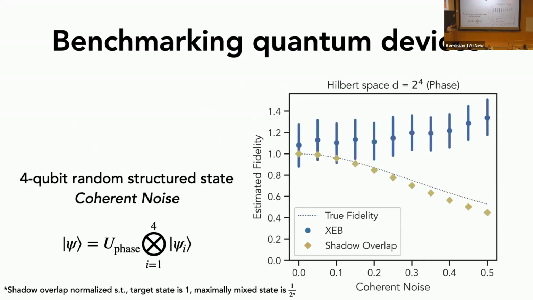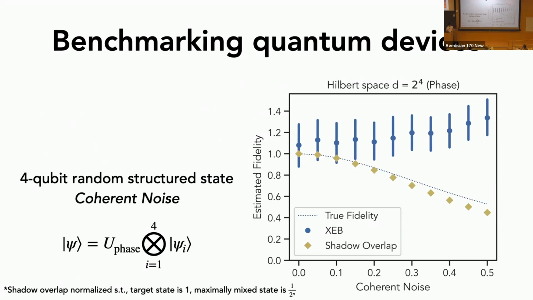And now if we focus on these random structured states with coherent noise, now XEB really breaks completely. As the coherent noise starts to increase, the fidelity should go down, but somehow XEB, because it only measures in the Z basis, cannot really truly see coherent noise, and now it's estimating some crazy number, like it's well above 1.